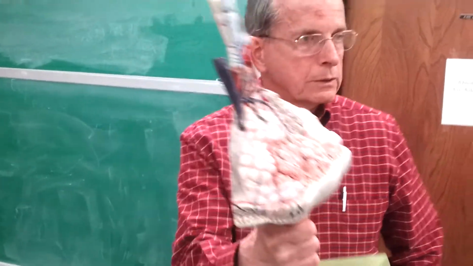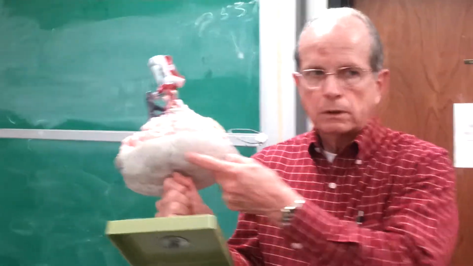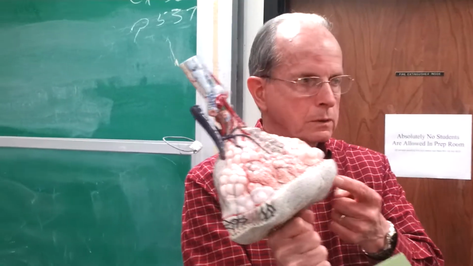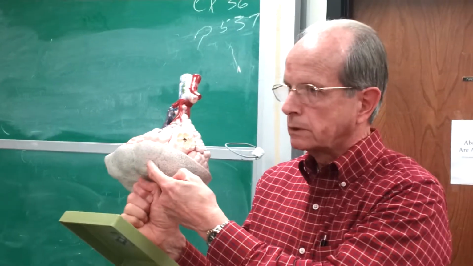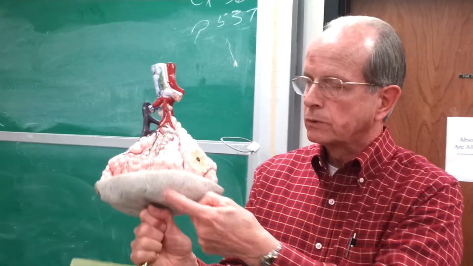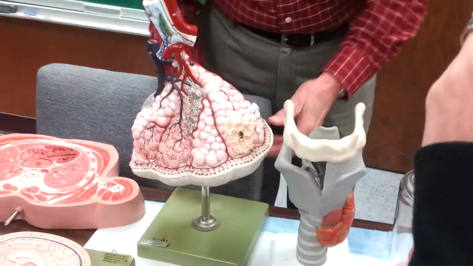All right, everybody understand that so far? Now, what do we call the membrane that's covering the outer surface of the lung here? Visceral pleura. Exactly. All right, that's good.